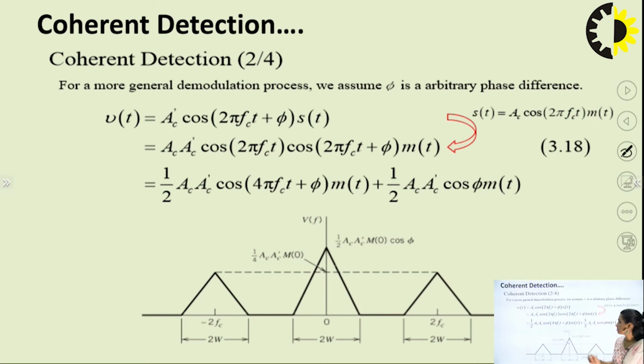Vt equals AC cos 2 pi FCT plus phi into ST. What is ST? ST is again MT into cos 2 pi FCT plus phi. I am assuming AC, for my ease, to be of magnitude 1. In a few books you might see that they assume this to be 1 for ease of calculation, right? That is possible because the magnitude part we can always control and manage easily without using much complex circuitry.